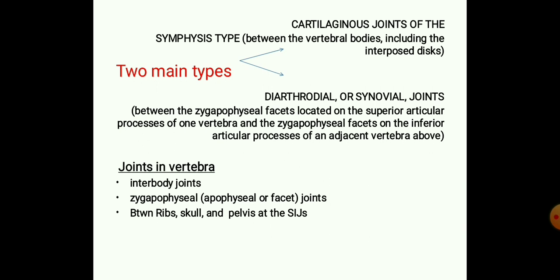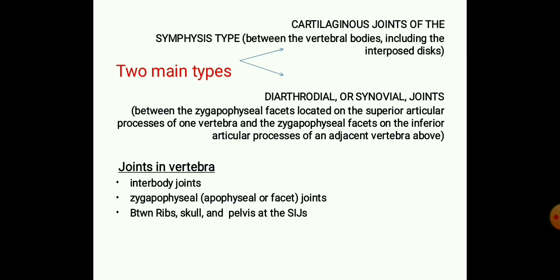These are freely movable joints, mainly seen between the zygapophysial facet located on the superior articular process of one vertebra and the zygapophysial facet on the inferior articular process of the adjacent vertebra above. So we have a superior facet and an inferior facet on one vertebra. The inferior facet of the upper vertebra and the superior facet of the lower vertebra together form the zygapophysial joint.